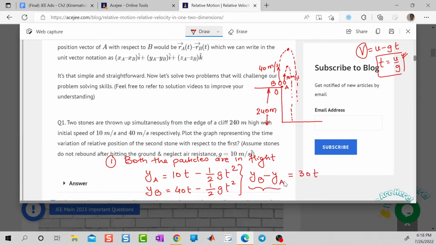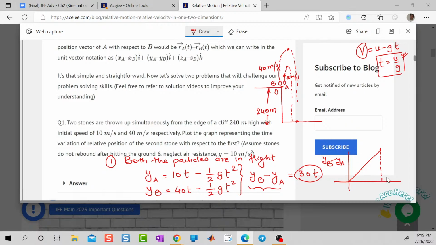That means the distance between the two, the relative position, is continuously growing, 30t. Right? So as the time increases, it increases linearly. This is YB minus YA. Yes, Peter? It increases. We know that after both the stones have landed, it will come back to 0. We can tell that much part.